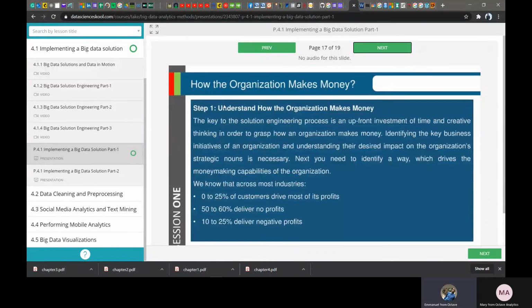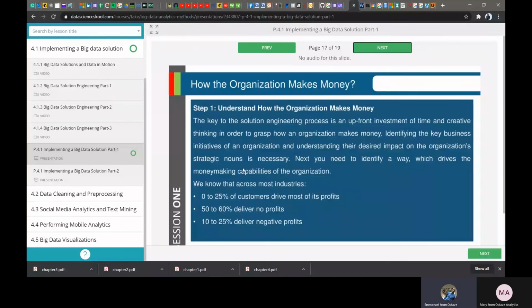So first of all, talking about how the organization makes money. So step one, understand how the organization makes money. So the key to the solution engineering process is an upfront investment of time and creative thinking in order to grasp how an organization makes money. Because what's the essence of creating a solution engineering process if it's not going to add value to the organization? Doesn't make any sense. So identify the key business initiative of an organization and understanding their desired impact on the organization's strategy is necessary.